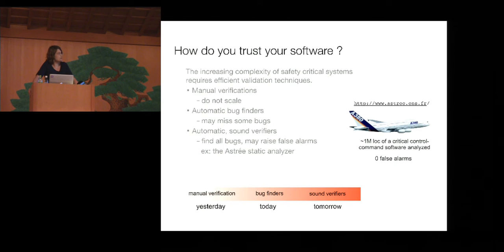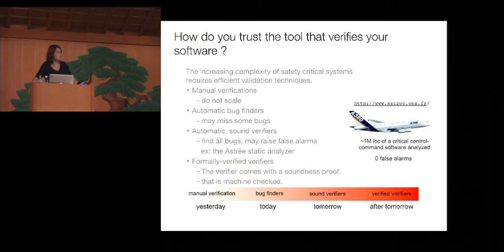A well-known tool performing this is the Astrée static analyzer developed by Patrick Cousot and his team. This static analyzer scales. It is used in production in industry at Airbus, the airplane manufacturer, and it was used successfully to ensure that there were no false alarms in the most critical software on the Airbus A380. Astrée is an impressive piece of software. It uses non-trivial standard abstract interpretation techniques. So this raises the question: how do you trust your verifier?